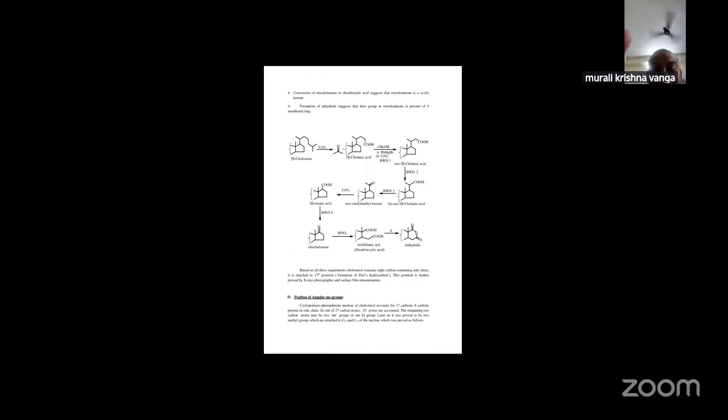In this case, there is a cyclohexane. The formation of isohexyl methyl ketone indicates that the side chain is present at the C17 position of the cholesterol ring. This is confirmed by the following degradation reactions, the Barbier-Wieland degradation reactions. The position of the side chain at C17 is confirmed.